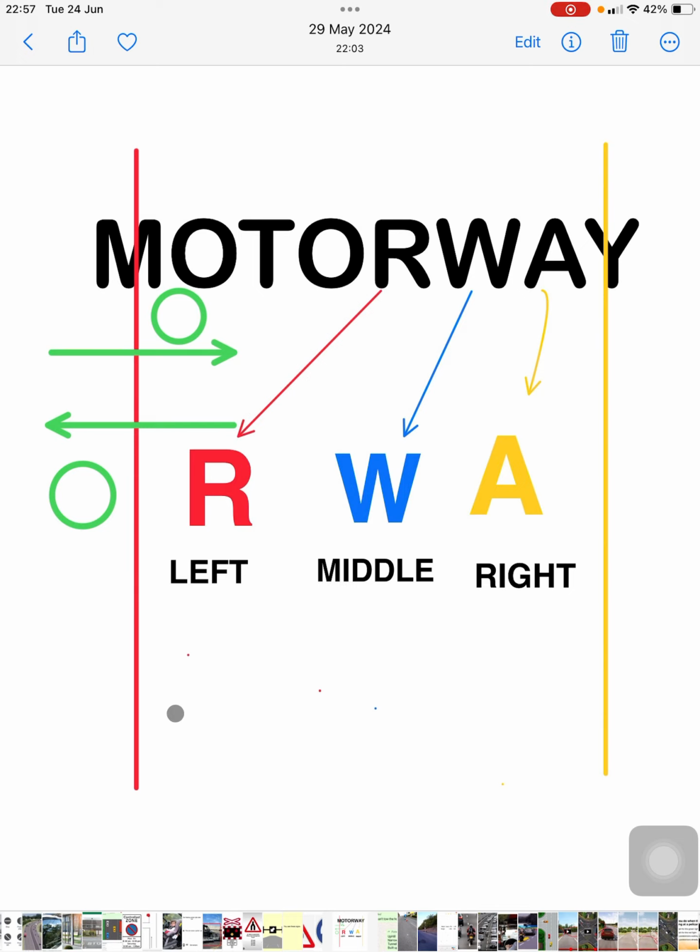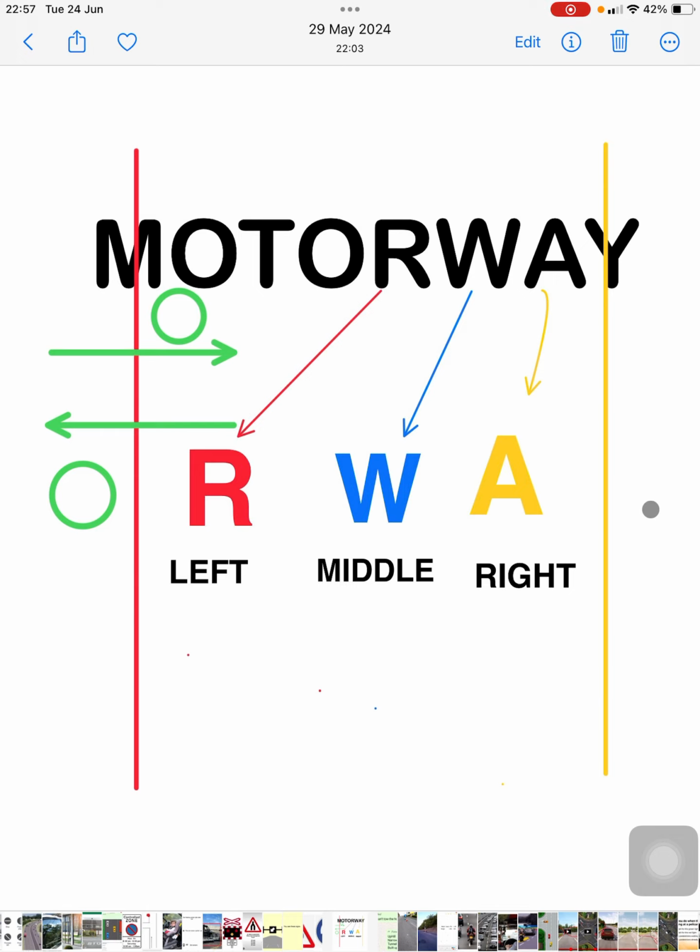And as we know, where is the hard shoulder on the motorway? The hard shoulder is on the left-hand side. We do know that, isn't it? So you see, that's red studs. Exactly, on the left. So red studs are next to the hard shoulder.